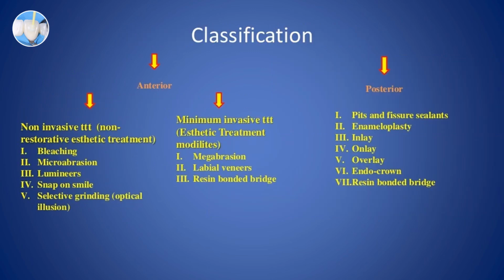6. Missing teeth. 4. Classification: Anterior, Posterior. Non-invasive, non-restorative aesthetic treatment: I. Bleaching. II. Microabrasion. III. Lumineers. IV. Snap-on Smile. V. Selective grinding, optical illusion. Minimally invasive aesthetic treatment: I. Macroabrasion. II. Labial veneers. III. Resin bonded bridge.